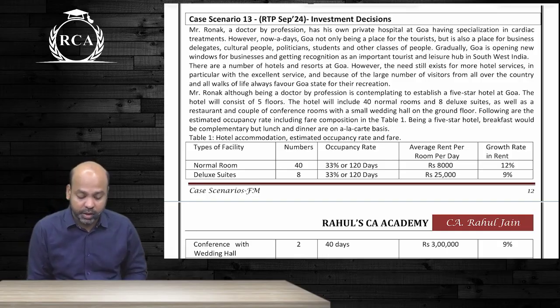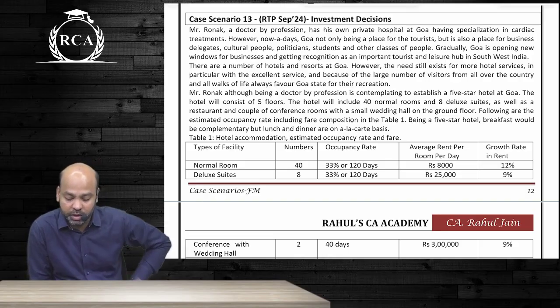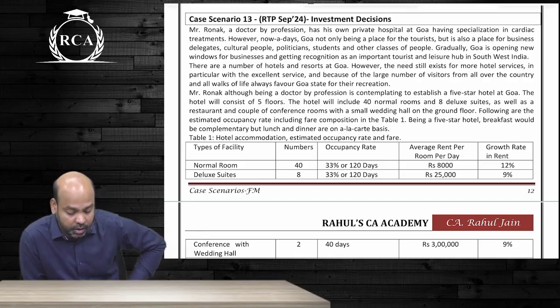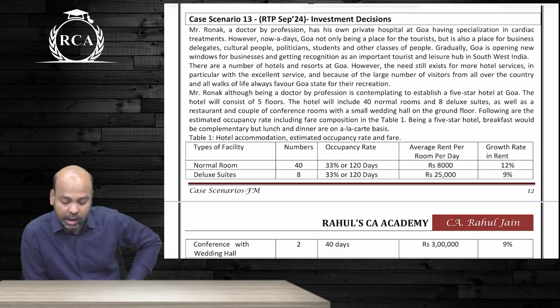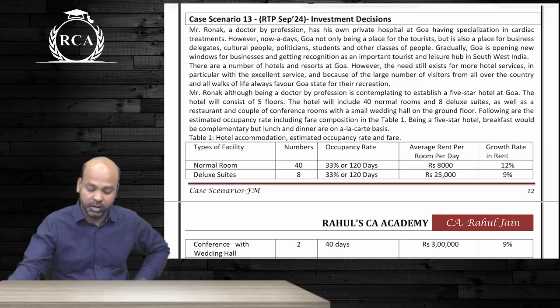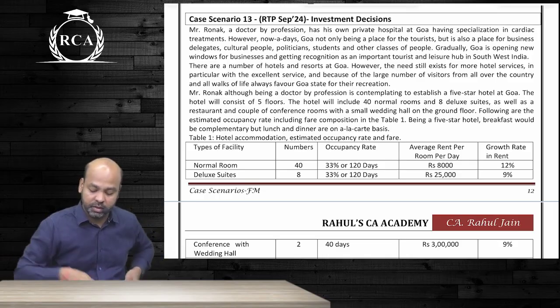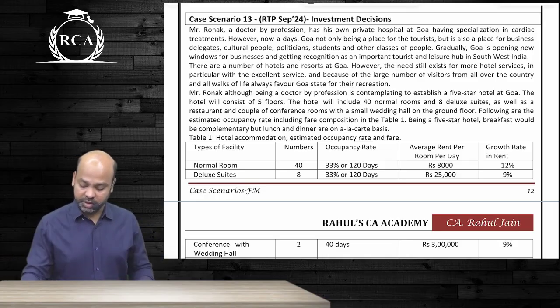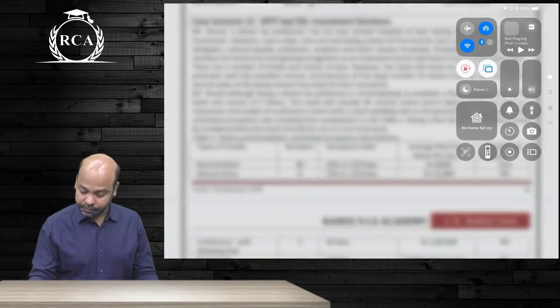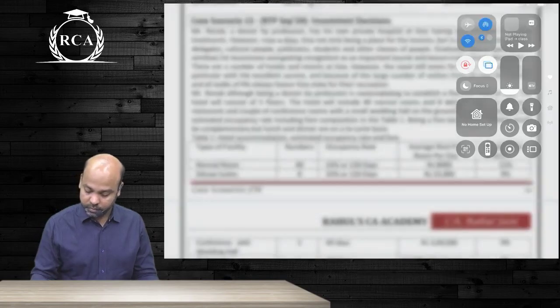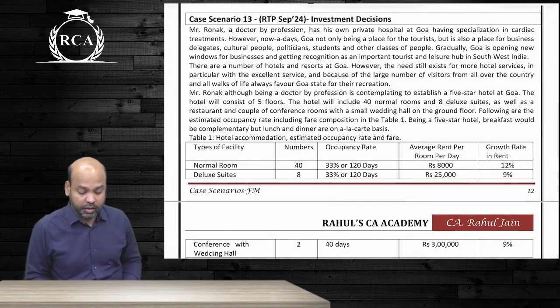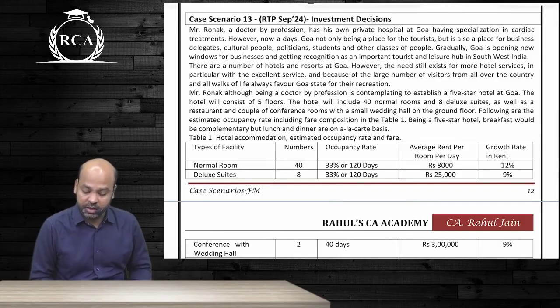Gradually, Goa is opening new windows for businesses and getting recognition as an important tourist and leisure hub in southwest India. There are a number of hotels and resorts at Goa. However, the need still exists for more hotel services, in particular with excellent service. And because of the large number of visitors from all over the country and all walks of life, always favor Goa state for the recreation.